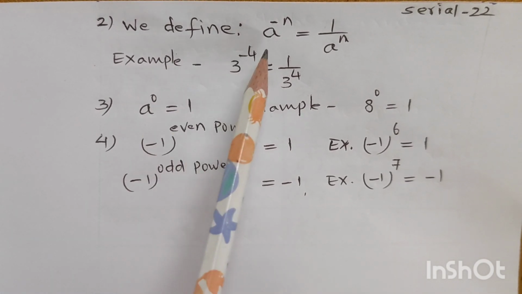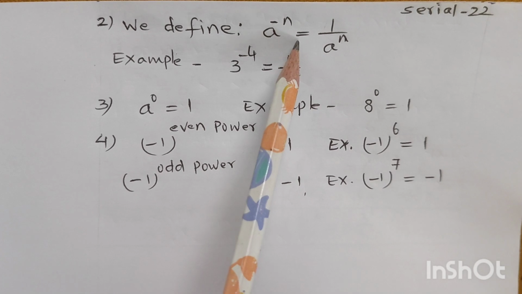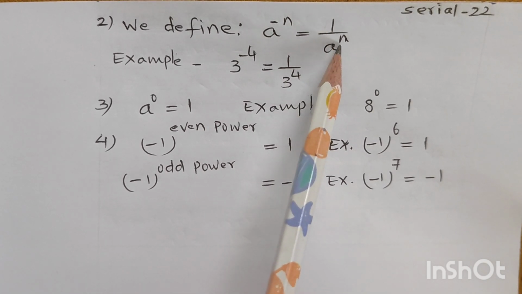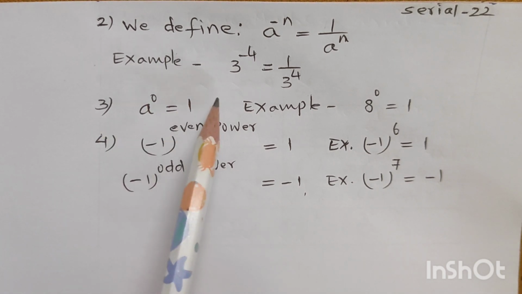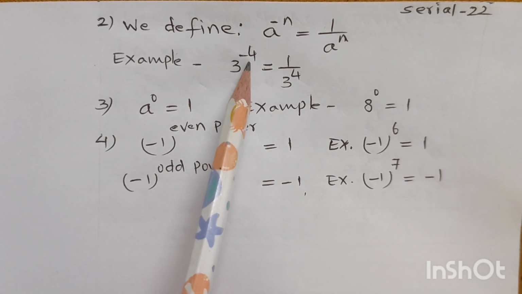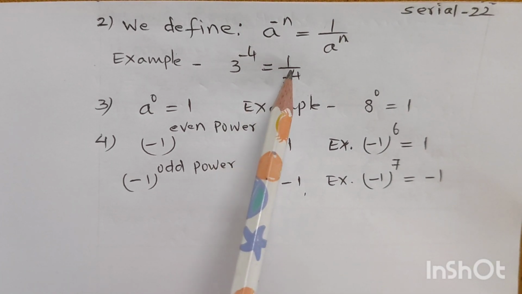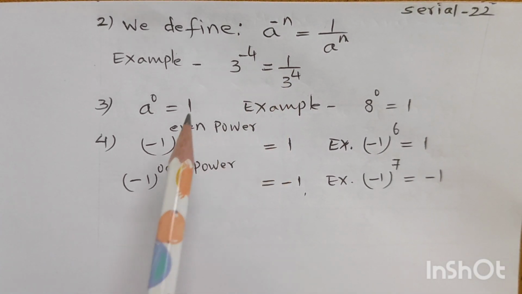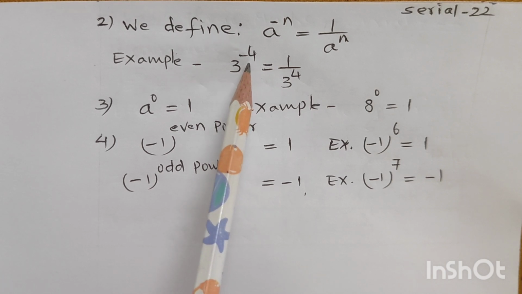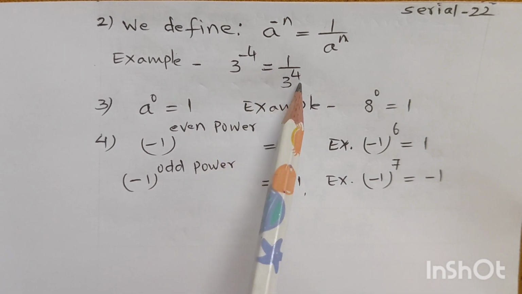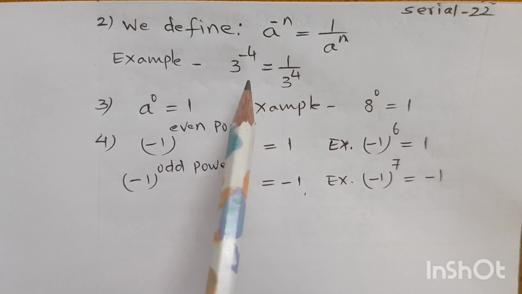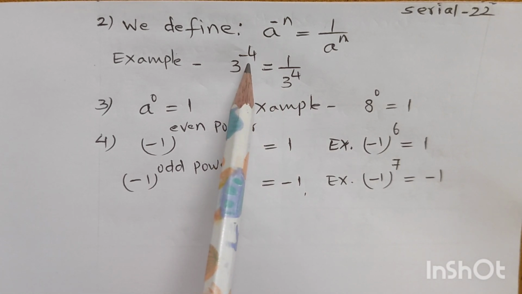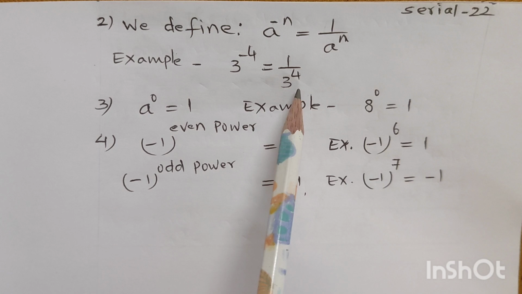We define a to the power minus n equals 1 by a to the power n. Example: 3 raised to the power minus 4 equals 1 divided by 3 to the power 4. The negative index gets changed into a positive index. This is the process to change a negative power or negative index to a positive index.